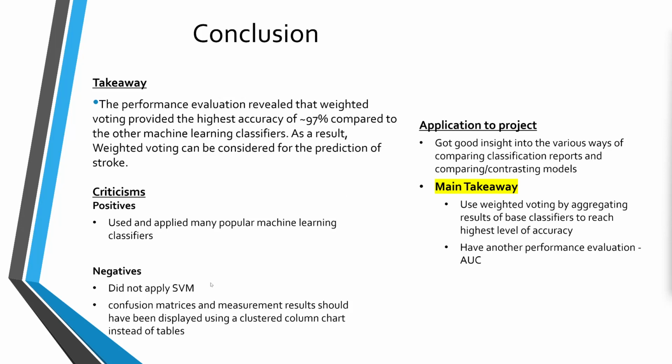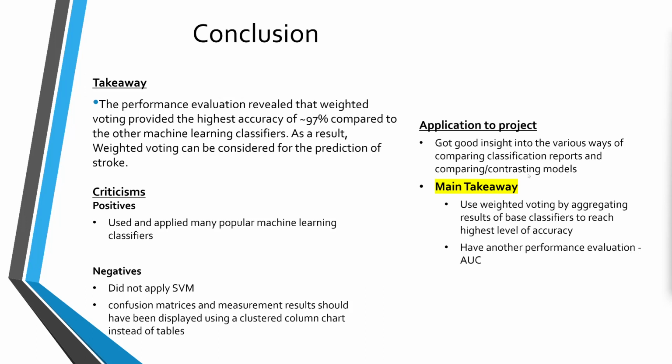On to the negatives. Although they used very popular machine learning classifiers, they forgot to use SVM. I would have liked to see how SVM played a role and if it did better than the other classifiers. Another thing is that the confusion matrices and measurement results should have been displayed using a cluster column chart instead of tables. I feel like they could have done a better job on the visuals.